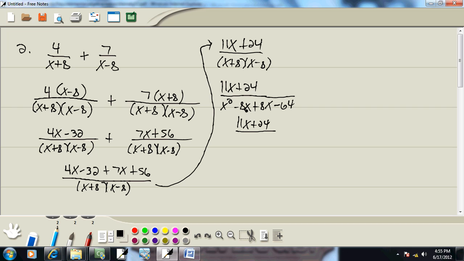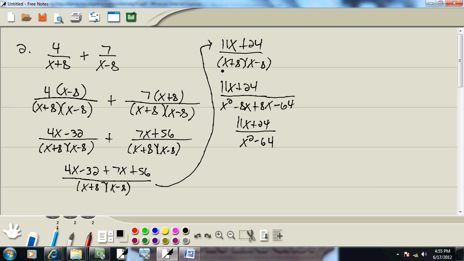Combine together like terms anywhere in math. Negative 8x plus 8x cancels away, and you got x squared minus 64. Now these are conjugates of each other. Conjugate is the first and the second part are the same, but the sign in the middle is different. See how this has an x and an 8? This has an x and an 8, but this is a plus and this is a minus.